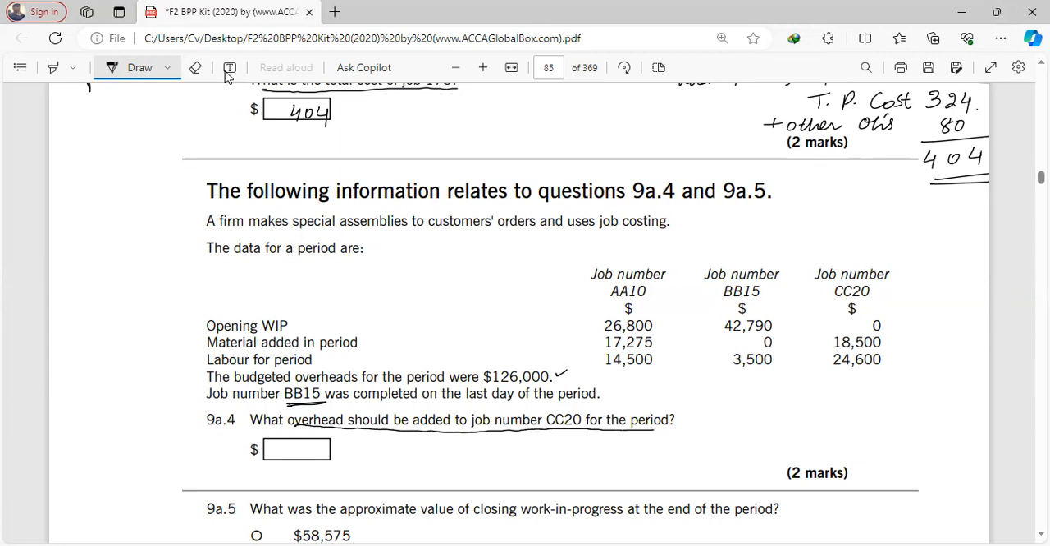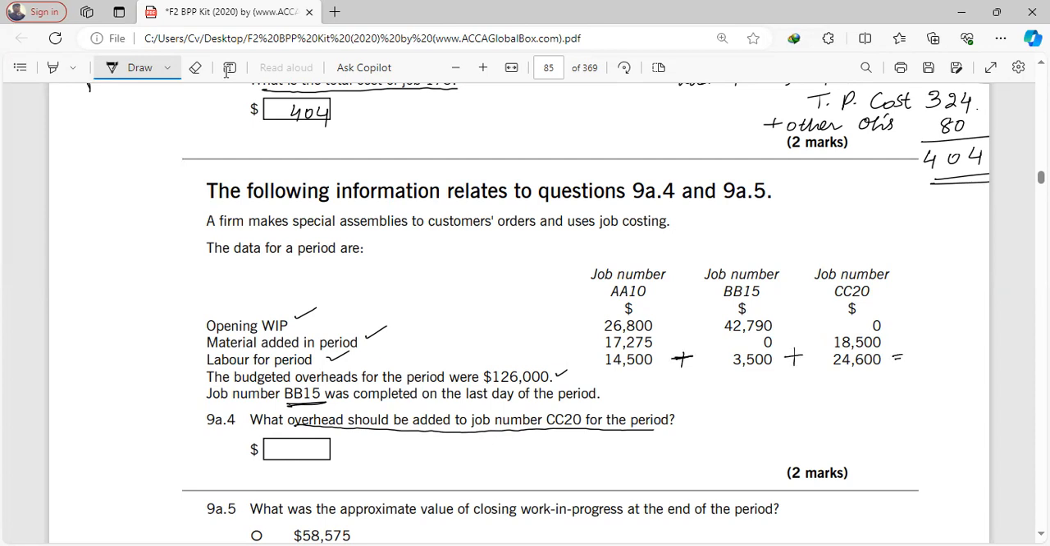Now we are not provided with the labor hours. We are only provided with the opening work in progress, material added and labor for the period, and overheads are provided in total. So what to do in this situation when you are not provided with the labor hours? Usually the question clearly communicates to use labor cost as the apportionment basis, or to recover fixed production overheads on the basis of labor cost. But if the question is silent, still we know that when labor hours are not provided, all the overheads are recovered on the basis of labor cost.